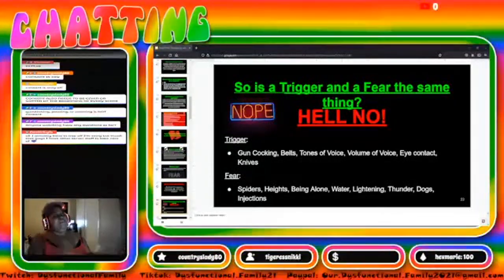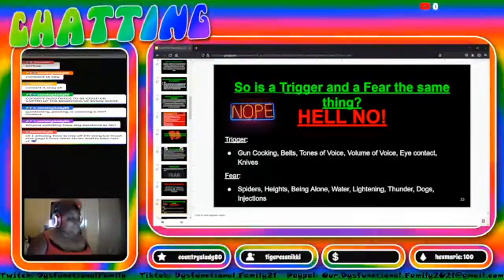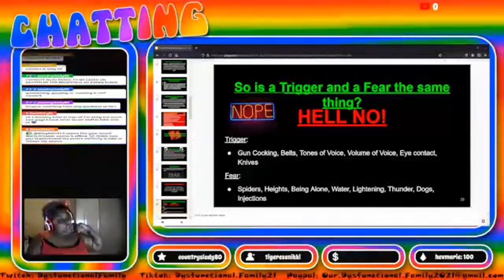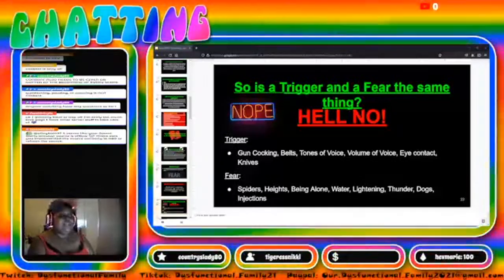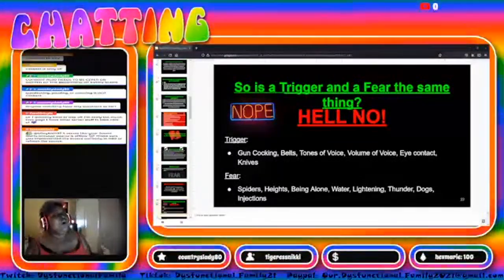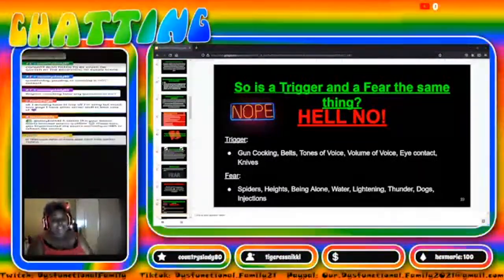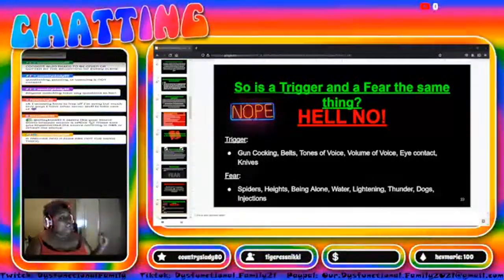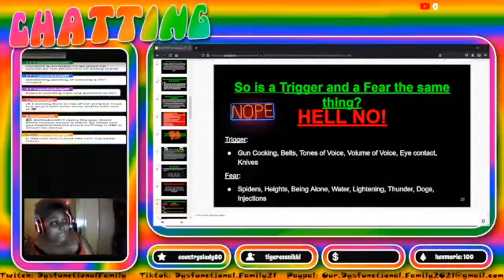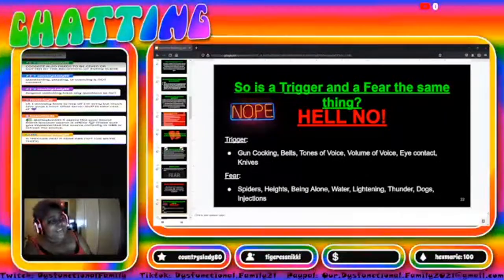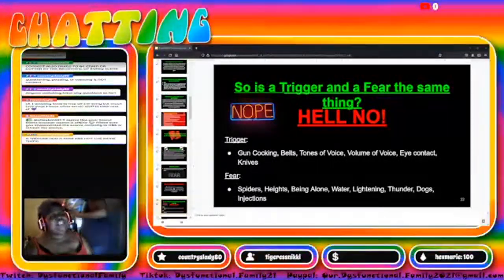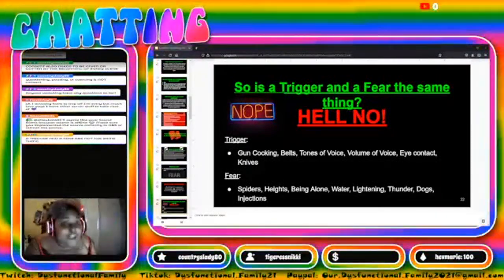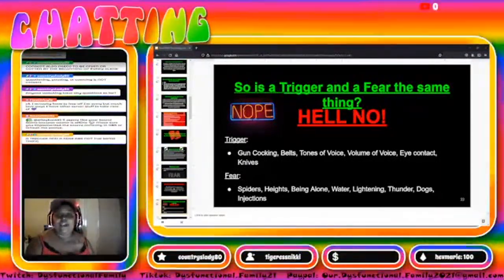Here, I have a couple of examples of a trigger and a couple of examples of a fear. A gun cocking, belts, tone of voice, volume of your voice, eye contact, knives, all of those things can be triggers. However, on the flip side of that token, a spider, fear of heights, being alone, water, lightning, thunder, dogs, injections, those things are what you're afraid of. It's not a trigger.